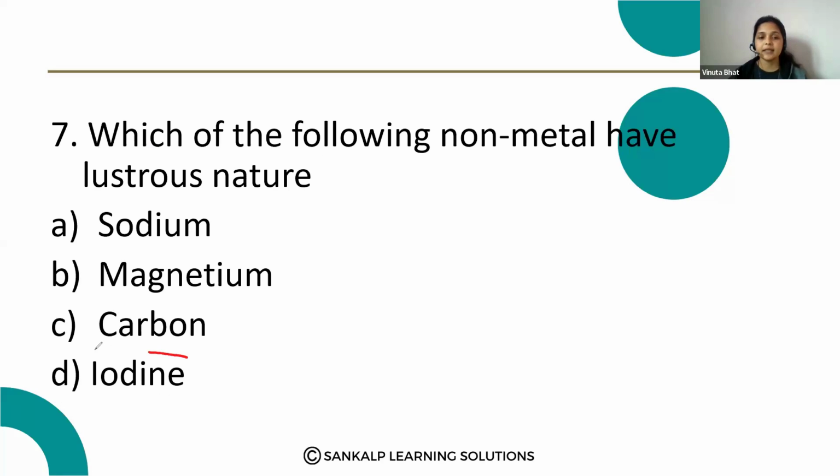Yes, option D, iodine. Iodine is a non-metal which has the lustrous nature, meaning a shiny outer surface. So that looks shiny. Commonly metals have this property, for example, aluminium. In all these, gold and silver, you can see the shiny surface. But in case of iodine, you can also see the lustrous nature. Okay, option D is the correct answer.